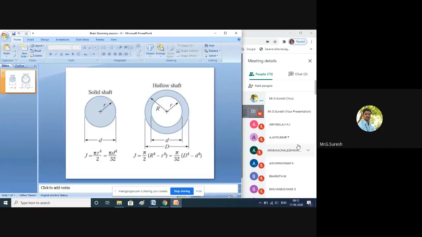In all places, even if you have a cot at home, if you look at that cot, they will not use the solid shaft. Instead, normally they used to have the hollow shaft. I do not know how many of them have exactly noticed such a visualization.